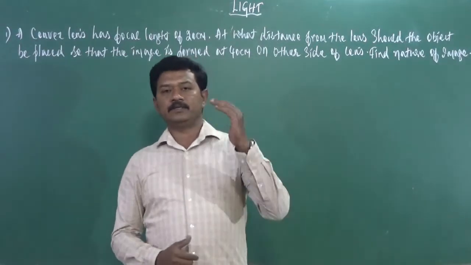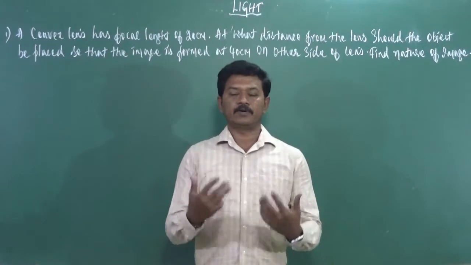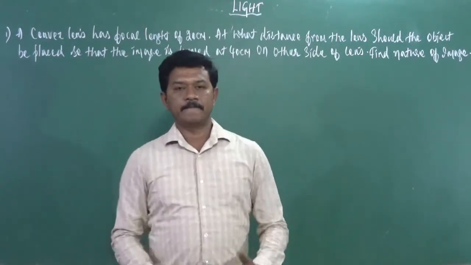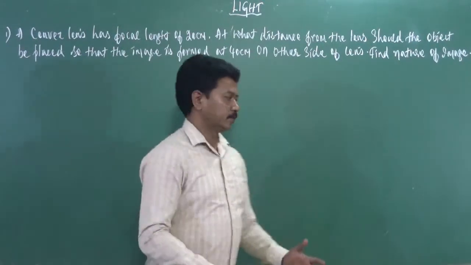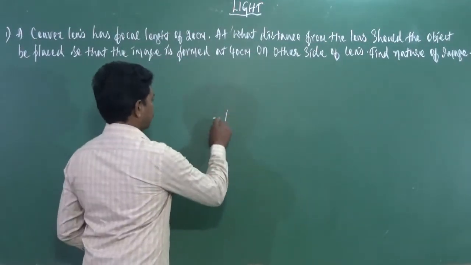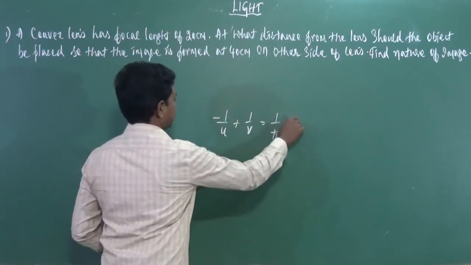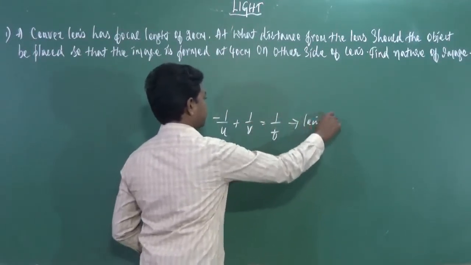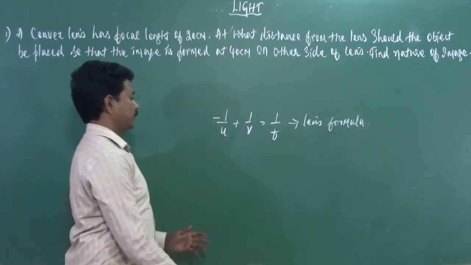Before going into the numericals, we have to recall the formulas which will be associated with the lenses. One is the lens formula: minus 1 by u plus 1 by v is equal to 1 by f. This is the lens formula, you have to remember and recall this. This is the formula we are going to use.